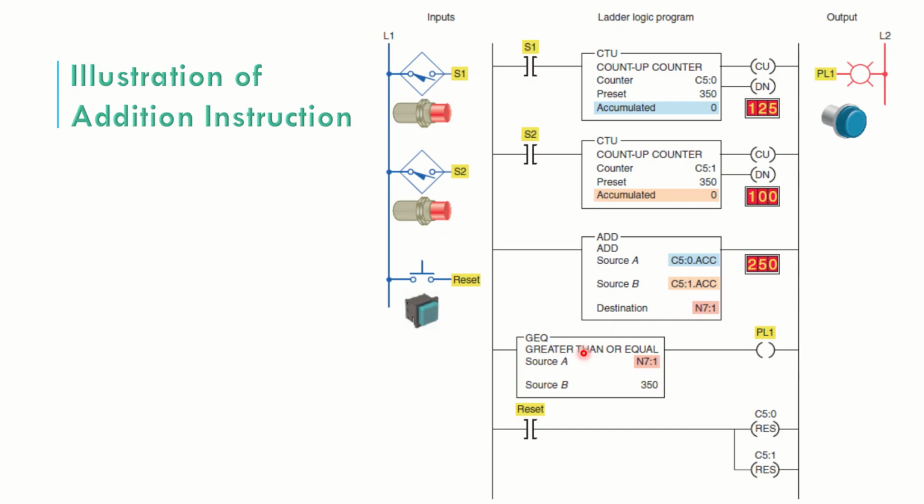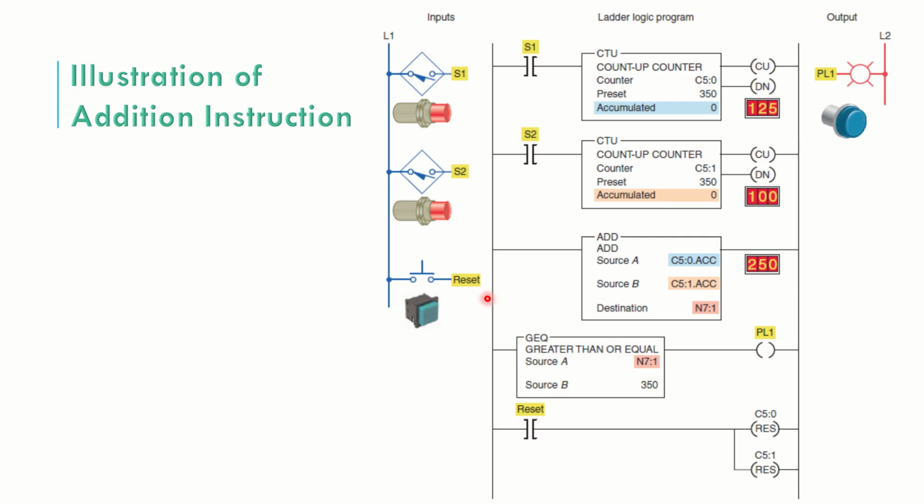Now let us come to the compare block. Whenever we are talking of comparison, we need at least two data. So this is source A and source B. You can see here source A is N7:1, and source B, as we have discussed already, contains the constant 350. So when it is greater than or equal, then this particular output coil will be energized or activated. Whenever this is higher or equal, this will be activated and your PL1 will be glowing.